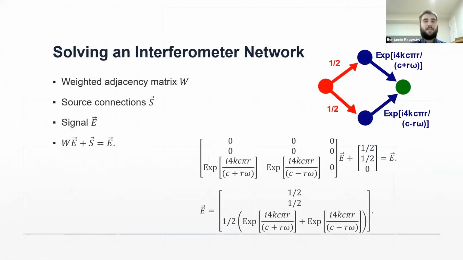To actually solve for the signal values, we use a matrix equation. So we'll start with the weighted adjacency matrix W, the vector of source connections, connections to the constant sources that don't change, S, and then we have a signal vector E that we're solving for. We just have the simple matrix equation WE plus S equals E.